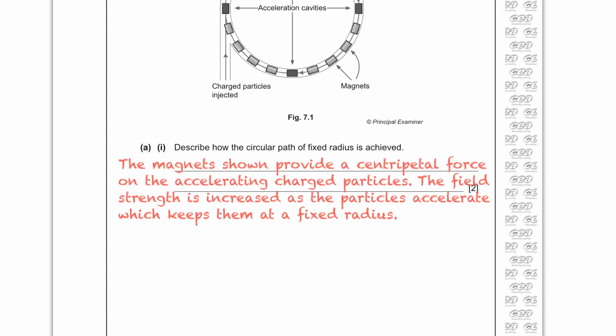So you need to explain that the magnets here are providing a center-directed force on these charged particles. As they move around, they are pushed towards the center. But if the charged particles got faster, they would come out further because the radius is proportional to the momentum. So you need to increase the strength of this magnetism to compensate. So force is provided towards the center by the magnets, and by making them stronger as they accelerate, you can keep the particles in a fixed radius.